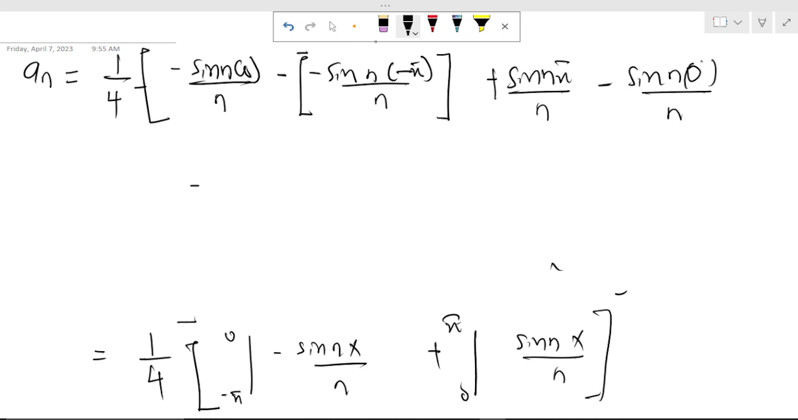Now remember from the last tutorial that I said sine n pi equals 0. So we have 1 over 4 sine n 0, which is sine 0, is 0. We have sine n pi 0, sine n pi 0, sine n 0, which is sine 0, that is 0. So everything here is 0. So an is equal to 0.